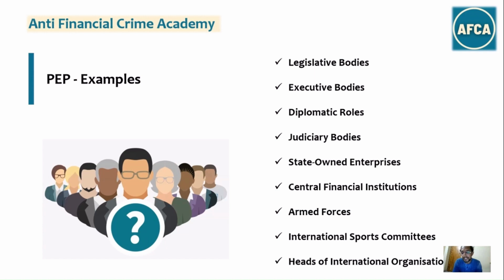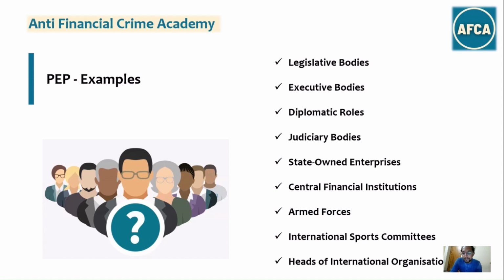And then you have your heads of central financial institutions, right? For example, in India, the central financial institution is your RBI, Reserve Bank of India. So the governors of RBI are considered politically exposed persons. And then the chief of the army, right? So the head positions of armed forces of a country are also considered politically exposed persons.